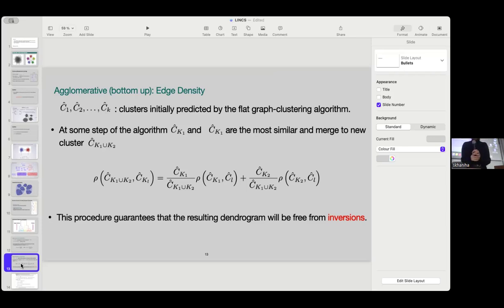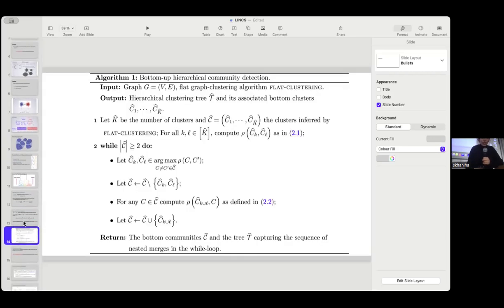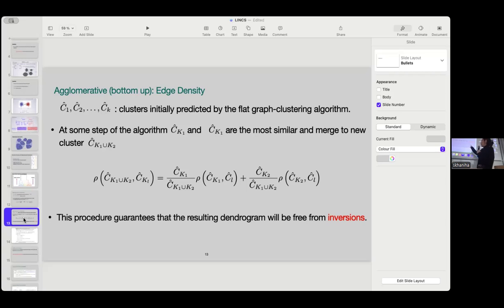Just to be sure that I follow, here the fractions are between the cardinalities of the corresponding clusters? Yes. So this property doesn't hold, for example, for top-to-bottom clustering, divisive clustering.